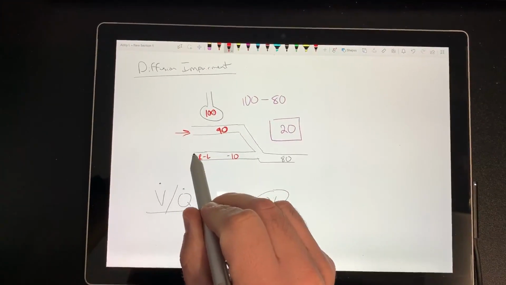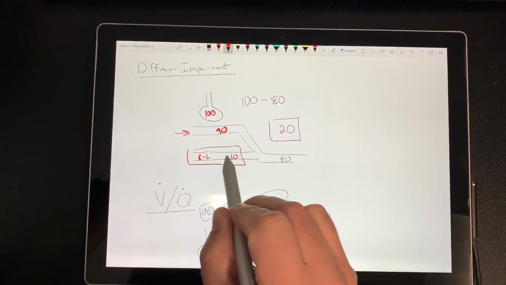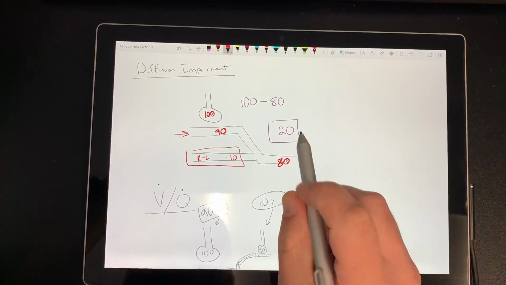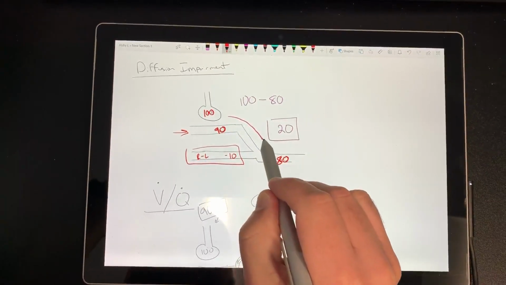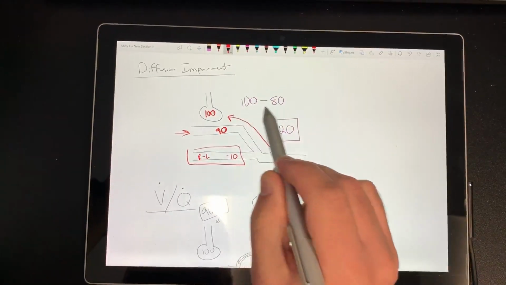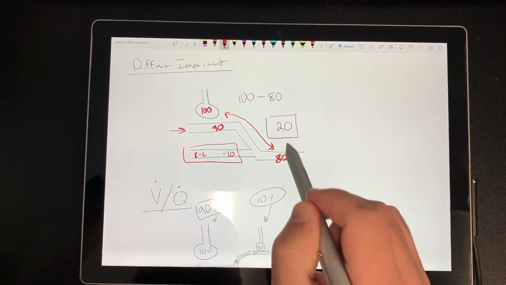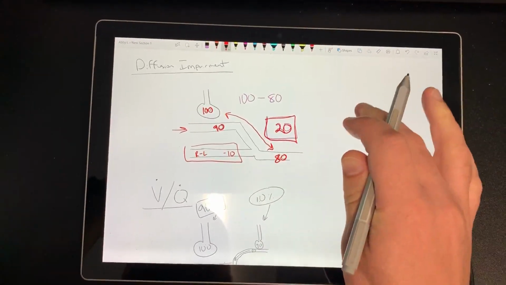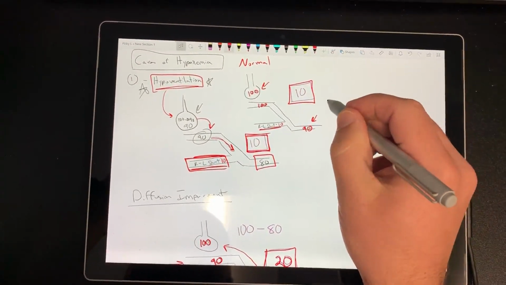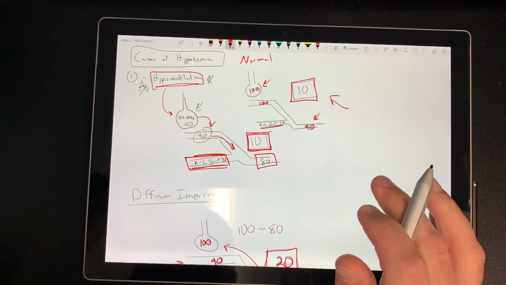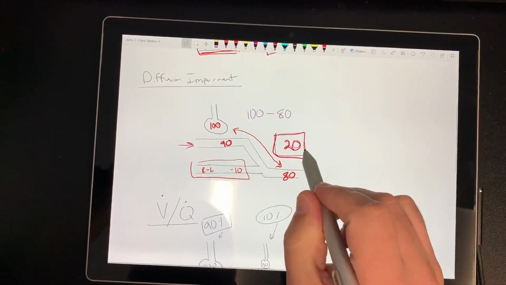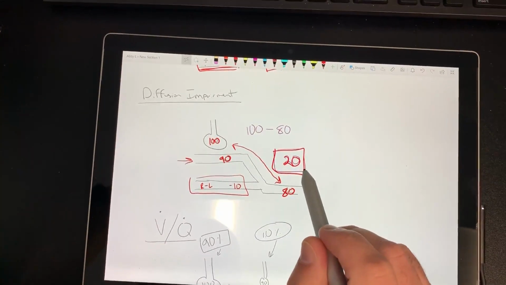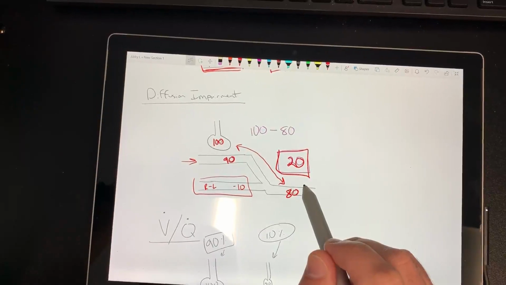And then we have our normal contribution of our right to left shunt, and we're going to put there negative 10. So now we take 90 minus 10, and now we're down to 80. And so this AA gradient, if you look at the difference between the arterial blood and the alveolar blood, 100 and 80, that's now 20. We saw a normal up here at 10. Now the AA gradient is 20. So that's a diffusion impairment. A diffusion impairment will increase the AA gradient.